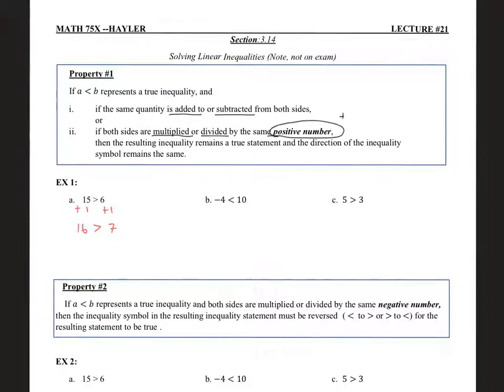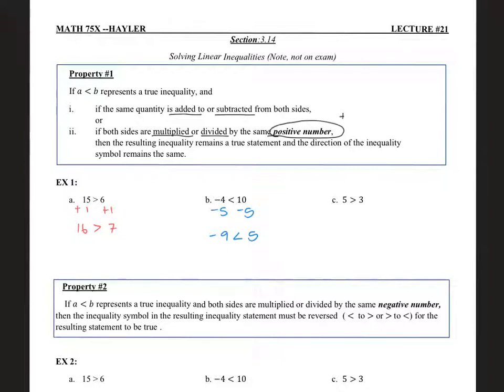How about if I subtract a number? Let's look at B. First off, is this statement true? Is -4 less than 10? Yes, it is, so we know the statement is true. Let's try the subtraction rule on this one. I'll subtract 5 from both sides. Once again, I just picked any random number to subtract. So then I have -9 is less than 5. Is this a true statement? Is -9 less than 5? The answer is yes. So the property still holds.